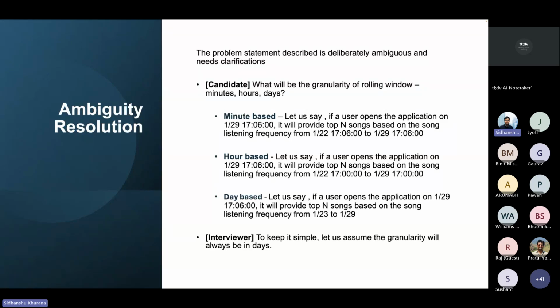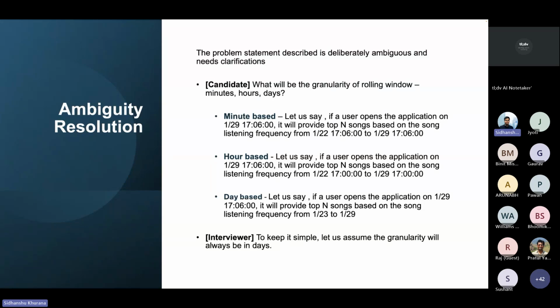So the candidate is expected to ask questions like, what will be the granularity of the rolling window? Will it be minutes, hours, or days, right? Minute based means, let us say, if a user opens their application on 1/29 at 17:06 UTC, it will provide top N songs based upon song listening frequency from 1/22 17:06 to 1/29 17:06 UTC.